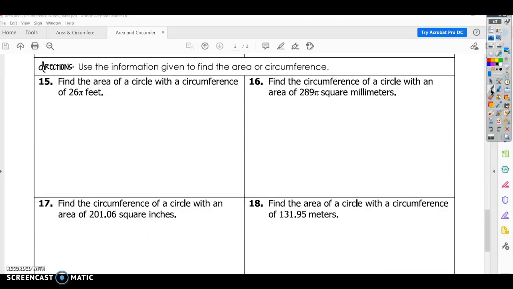All right, moving on to number 15, says use the information given to find the area or the circumference. So we're still using similar formulas or the same formulas with different problems. All right, so find the area for number 15 of a circle with a circumference of 26 pi. All right, so we want to find the area. So area equals pi r squared.